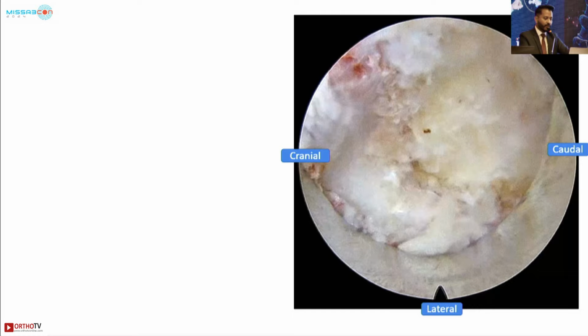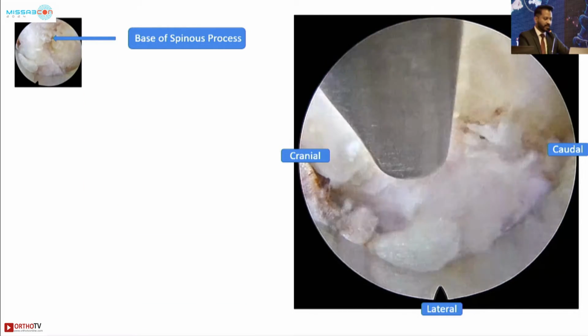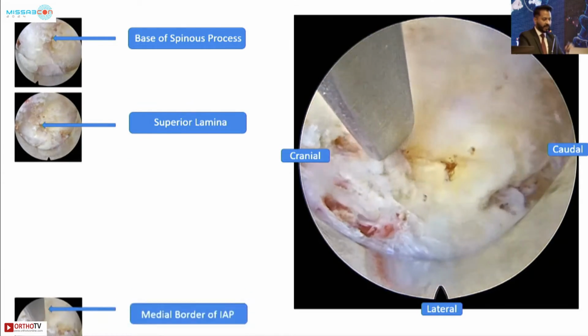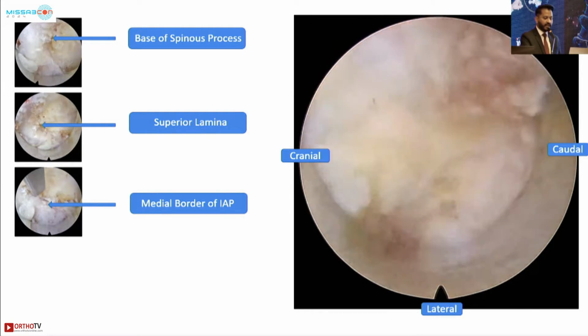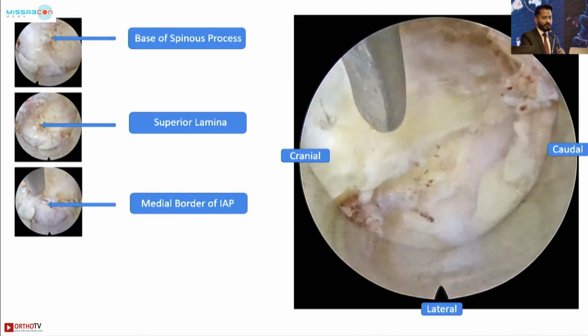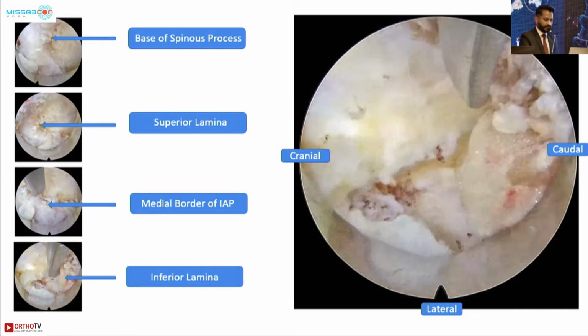So it is very important to locate bony landmarks. So what are the bony landmarks? The first will be the base of the spinous process, then the superior lamina. Once you go down from the superior lamina, then the medial border of the inferior articular process, the tip of the inferior articular process, and then the inferior lamina. These are the structures which you have to identify carefully. Believe me, if you spend more time in identification of these landmarks, the further surgery becomes very easy.